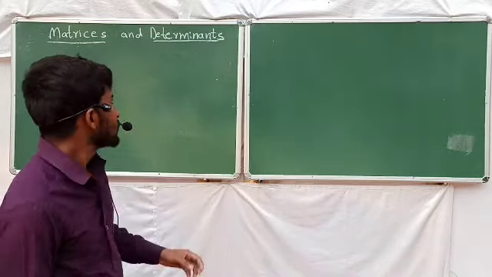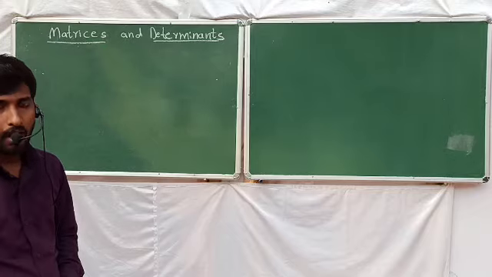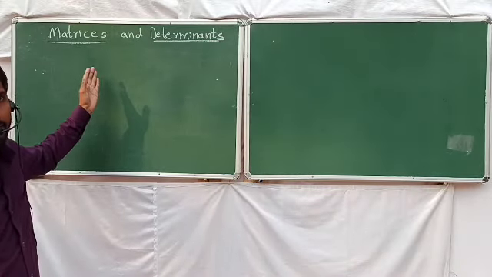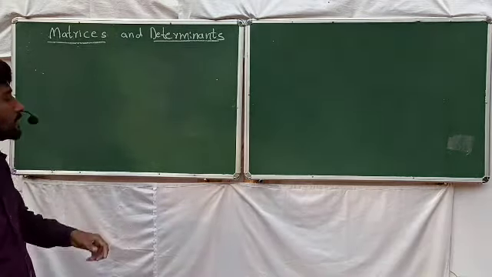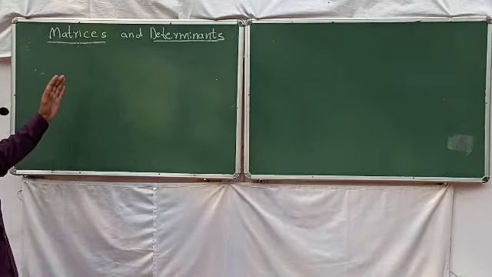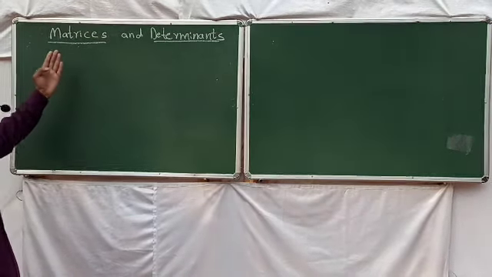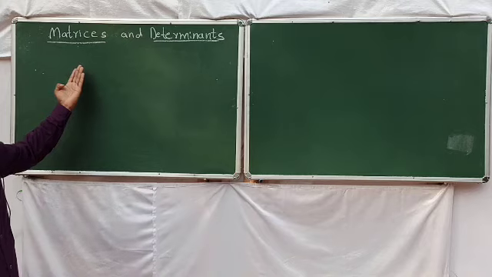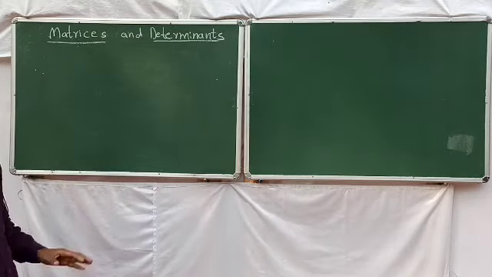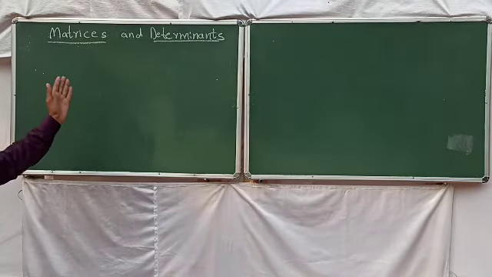Today's topic is matrices and determinants. Actually, this topic is the first chapter in basic mathematics, that means the commerce basic math subject. Today we are going to discuss only matrices: the definition of matrices, some examples and types of matrices. Now consider the topic matrices.